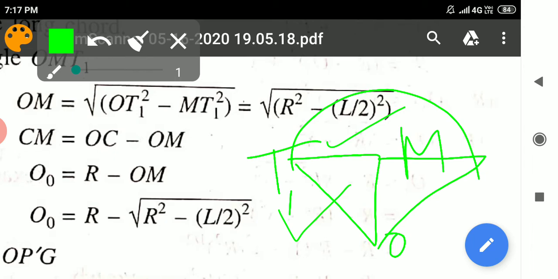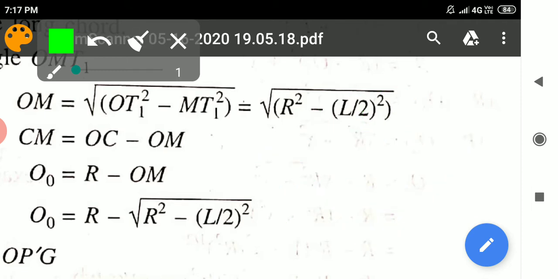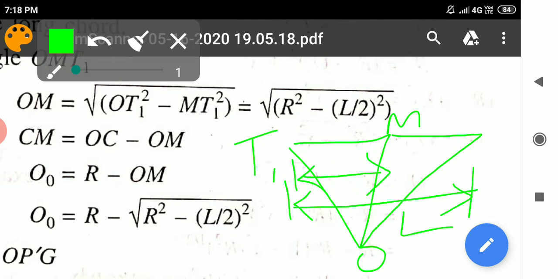And also, what is OT1? OT1 is radius, and the total length is L, so it is half of the distance, so L by 2, and also it is L by 2. See here, from here to here it is length L, so it is M, it is O, it is T1, so from here to here it is L by 2.